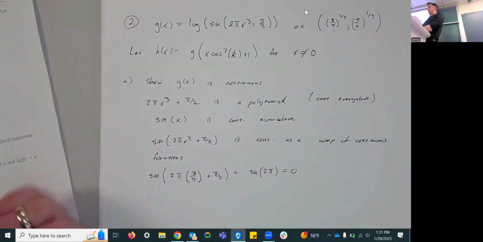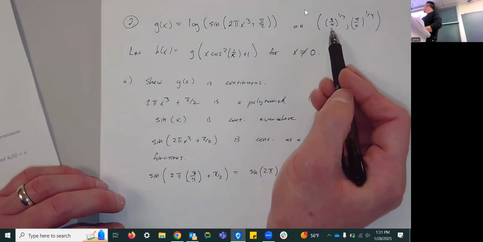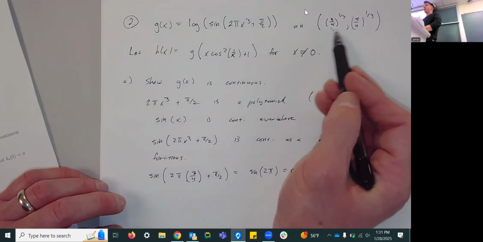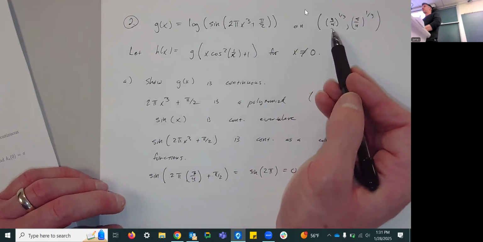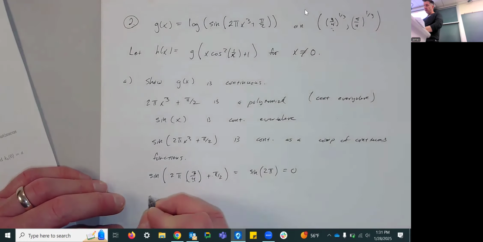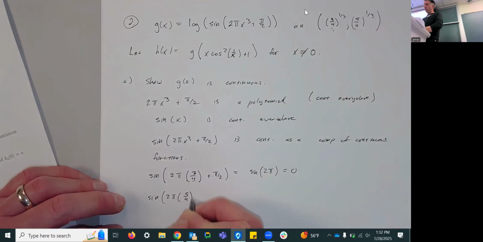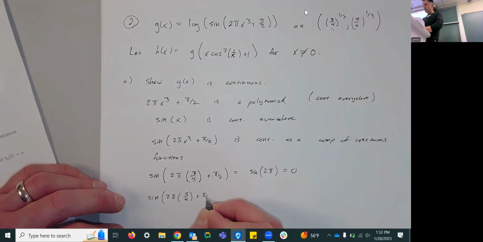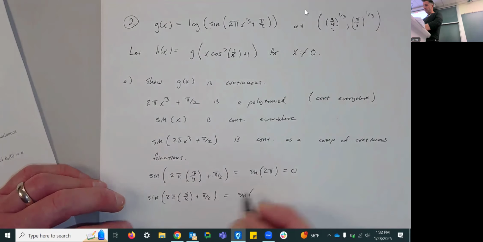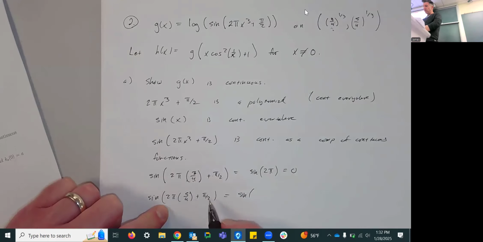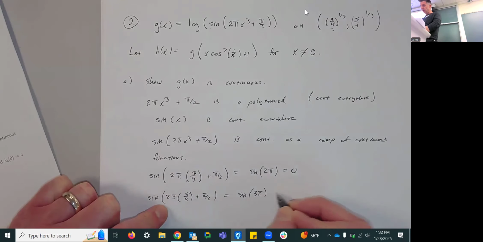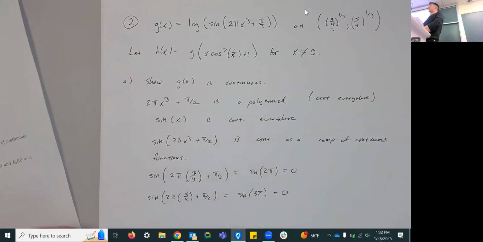That's okay because we're not actually getting 0, because that's the lower left end of our interval of definition here. And if we plug in the other value, sine of 2 pi times 5 over 4 to the 1/3 cubed plus pi over 2 is sine of, let's see, 5 pi over 2 plus pi over 2, which is 3 pi, which is also 0. But between 2 pi and 3 pi, sine is never equal to 0.